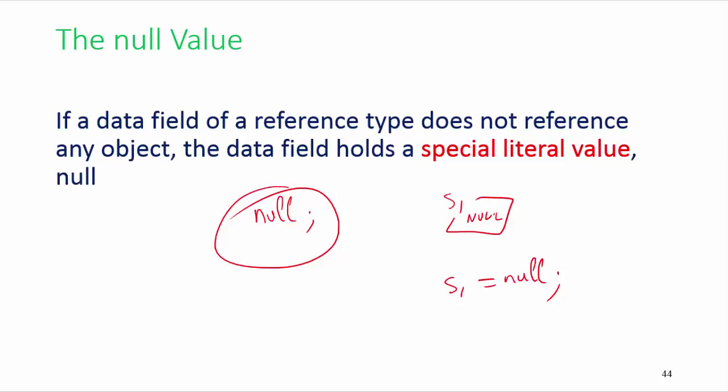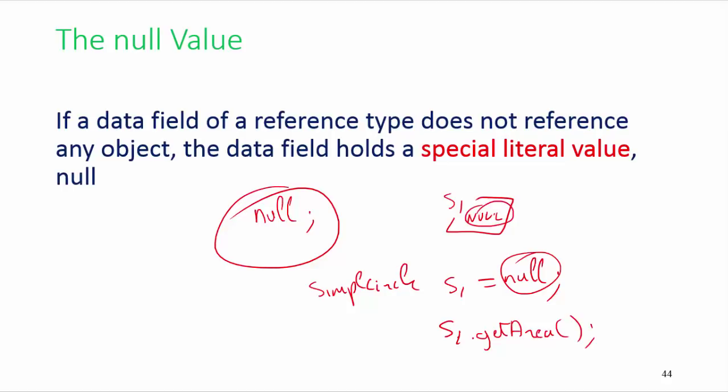Right now, it's a clean way to say your variable is a reference variable, but it refers to no object. If you ever try to use s1.getArea because you think you have, for example, a SimpleCircle s1, a reference variable meant to refer to an object of class SimpleCircle, but you assigned null to it, Java is going to immediately understand that something is wrong and crash your program at runtime. It's called a null pointer exception. The idea is that you think you have an object to talk to, but you don't.